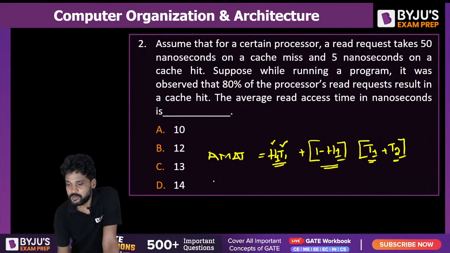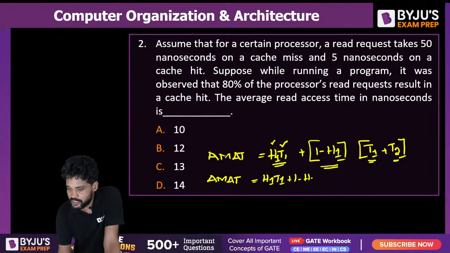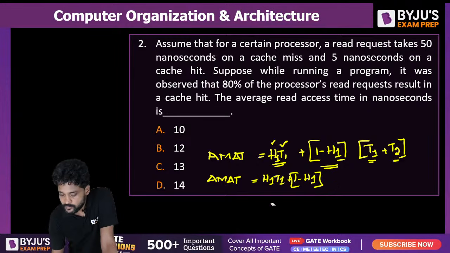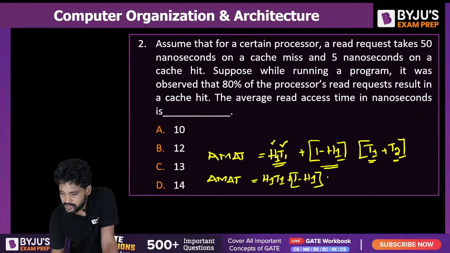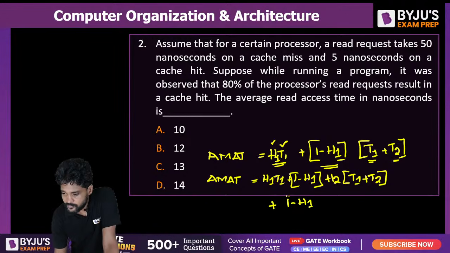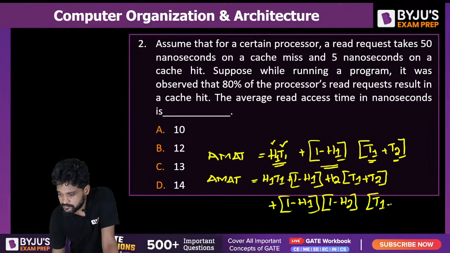If it is a two level cache, average memory access time is H1 T1 plus (1 minus H1) into H2 into (T1 plus T2) plus (1 minus H1) into (1 minus H2) into (T1 plus T2 plus T3). This is the rule for a two level cache.